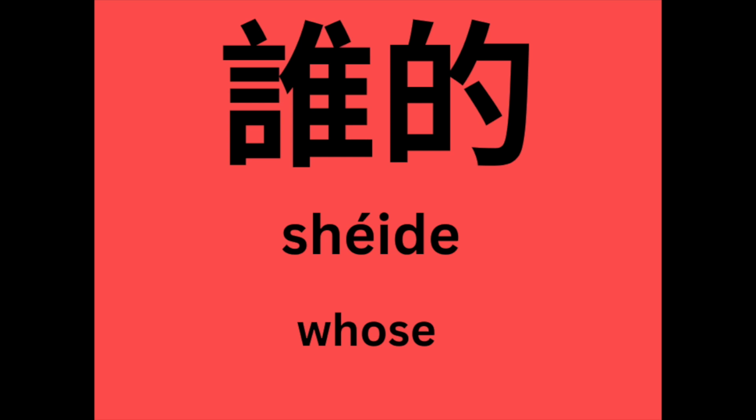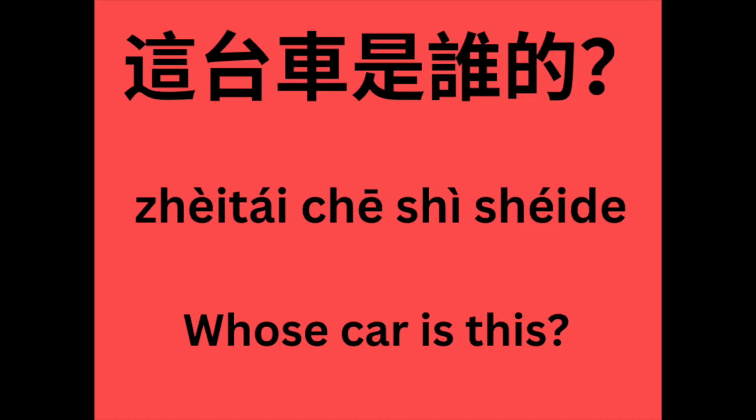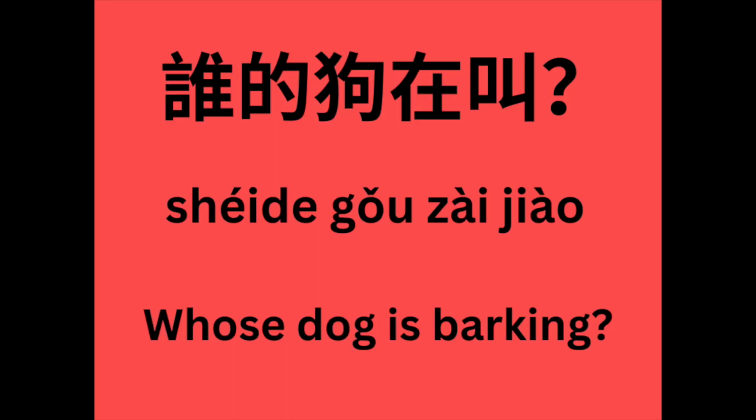谁 can also be used as whose. And what do you do to get whose? You add 的 after 谁, 谁的, whose. 这本书是谁的? Whose book is this? 这台车是谁的? Whose car is this? 谁的狗在叫?